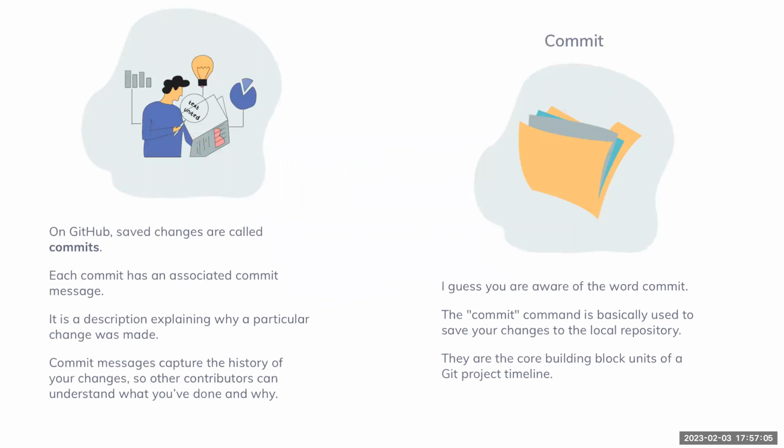Commit on GitHub. So you have files in staging now, right? The next step, when you have files in the staging area, is to commit those files first, and then you can push the changes to the GitHub repository.